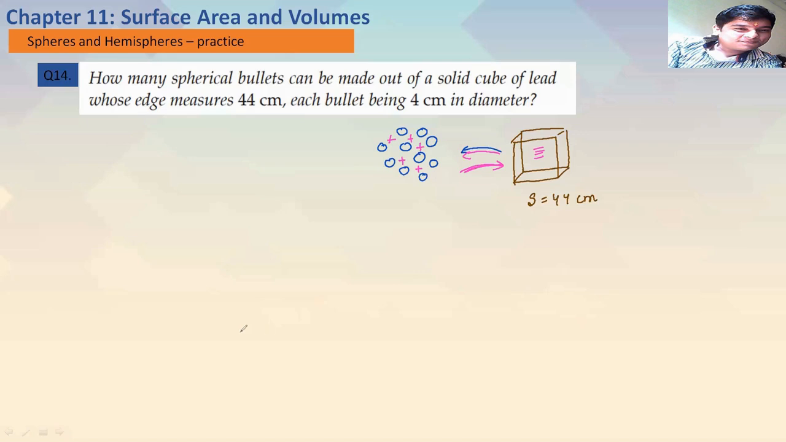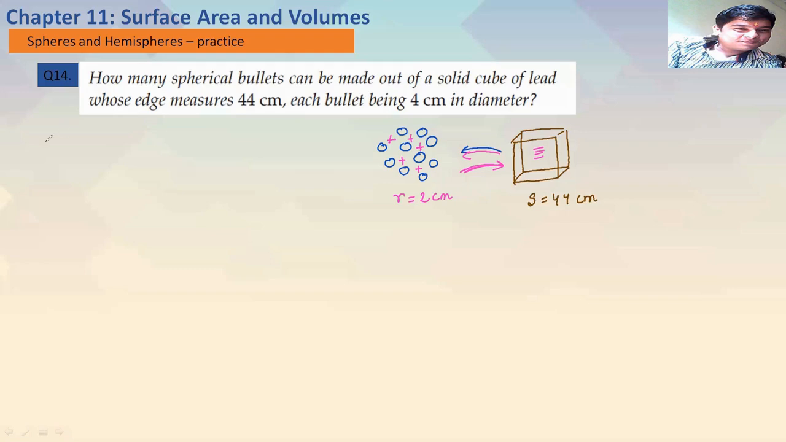What is the radius of the identical spheres in the question? How many spherical bullets can be made out of a solid cube of lead whose edge measures 44, each bullet being 4? Radius of the identical spheres would be 2. Very good. Did you say 2? Yeah, I did say 2.